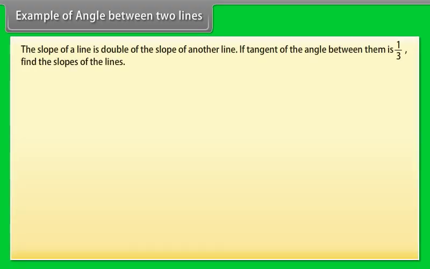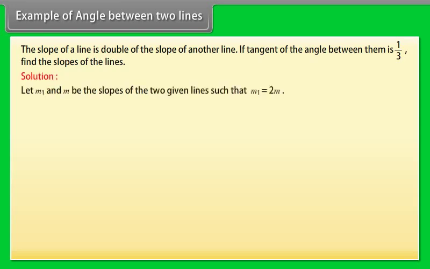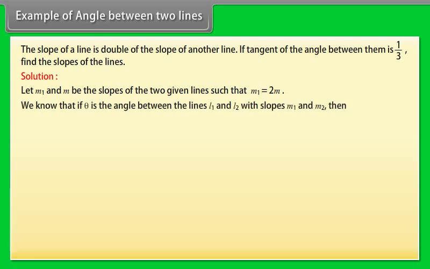Example of angle between two lines. The slope of a line is double the slope of another line. If tangent of the angle between them is 1 by 3, find the slopes of the lines. Solution. Let m1 and m be the slopes of the two given lines such that m1 is equal to 2m. We know that if theta is the angle between the lines L1 and L2 with slopes m1 and m2, then tan theta is equal to modulus of (m2 minus m1) divided by (1 plus m1 m2).